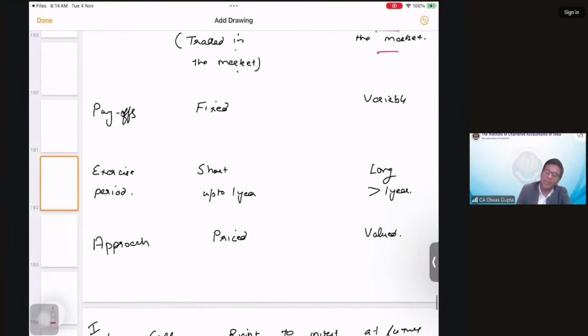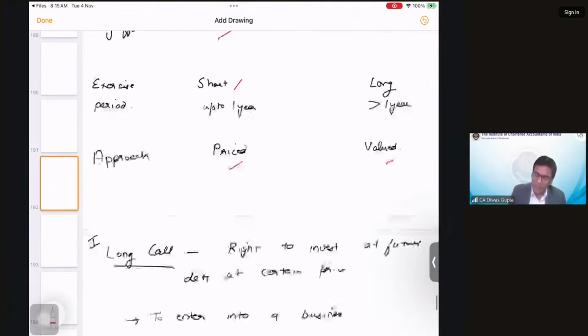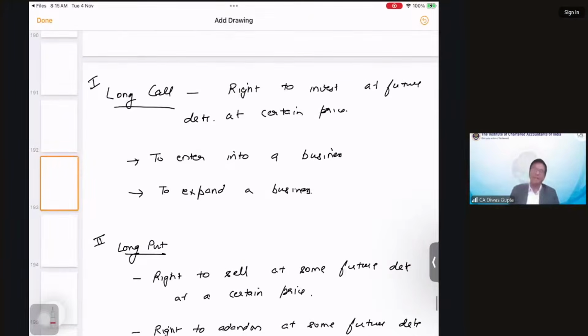Here the payoffs are fixed, here the payoffs are variable in real option, because in real option the variable payoffs will depend on a lot of factors, right? What is the period? Here it is a short period up to 1 year, and here it is a long period more than 1 year as well. And we call this a pricing, and we call this a value, right? What is the value of this capital budgeting project, right?